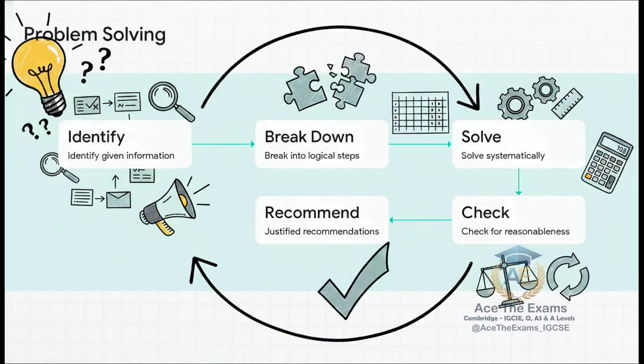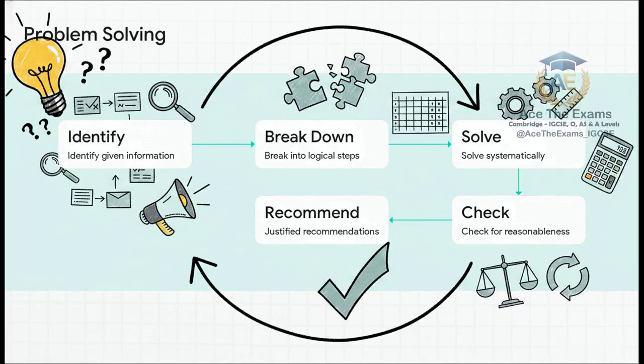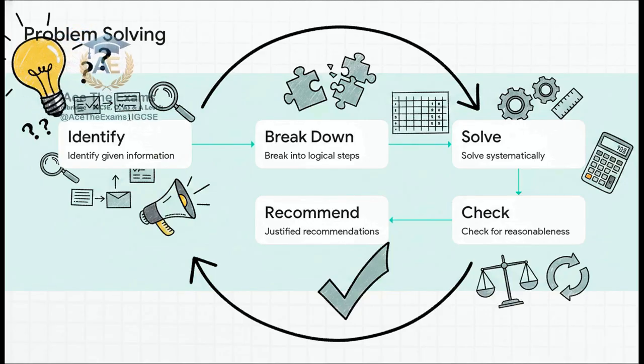This is the ultimate deconstruct, solve, evaluate loop for complex logical expressions. 1. Identify given info. 2. Break into logical steps. 3. Solve systematically. 4. Check reasonableness. 5. Make justified recommendations. Think about step 4, check reasonableness. If your final truth table outputs a scenario that logically contradicts the core premise of the question, like the airplane landing gear deploying while cruising at 30,000 feet, that is your massive red flashing light to go back and check your logic.